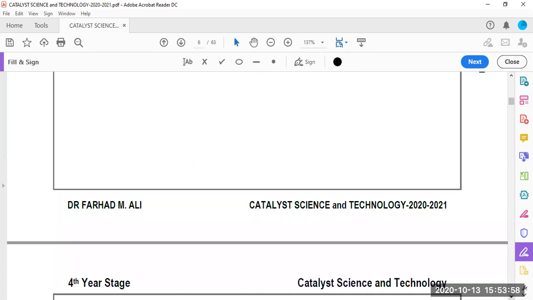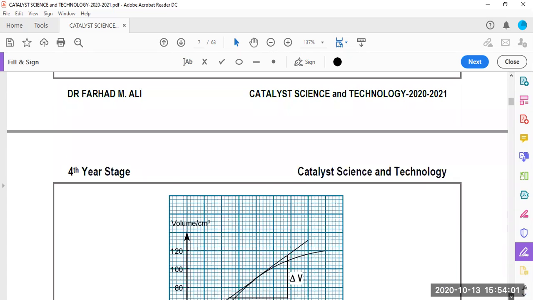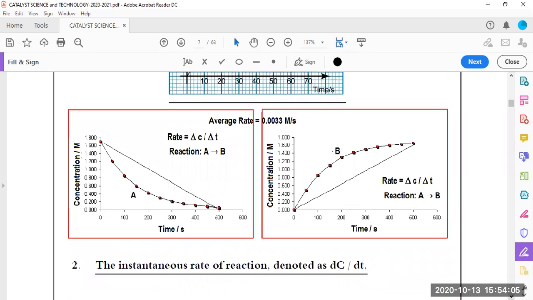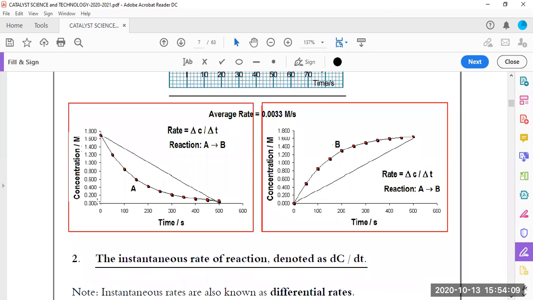So as we say, the average rate is something like slope. Again, concentration versus time. That's for reactant. As we said, it goes down. And that's for product, it goes up. So what you're doing, you're taking this change in concentration divided by this change in time.